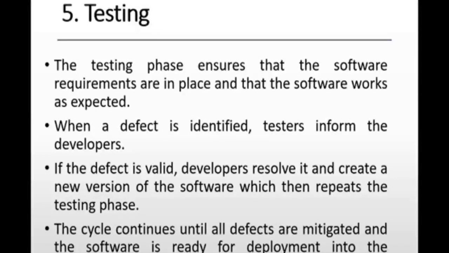In addition to that, there's another important thing we have to check. We have to check whether this product is the exact product that the customer needs. Sometimes the customer needs something, but we have implemented a different thing. So we have to check whether this is exactly what the customer needs. Those two things we check in the testing phase. The testing phase ensures that the software requirements are in place and that the software works as expected. So we are checking the requirements.